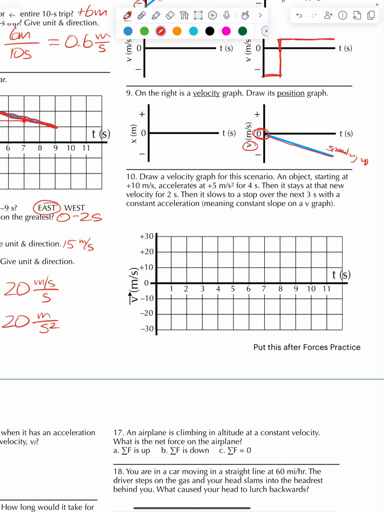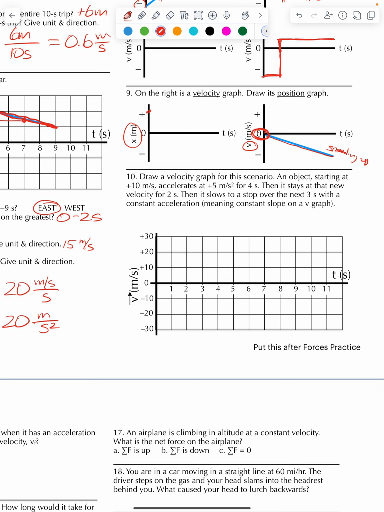speeding up. Now, it doesn't matter where we start in the position graph, because nowhere in the velocity graph does it say where you're starting. 0 on the velocity graph is not saying you're starting at the origin. It's just saying you're starting with a 0 velocity. So I can start this wherever I want. So just to match the answer key, I'm just going to randomly start here.